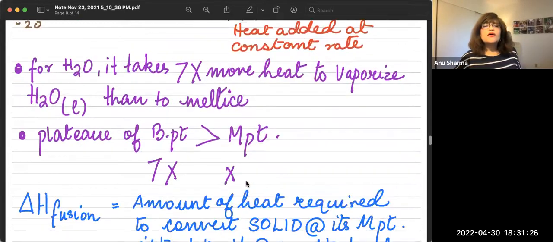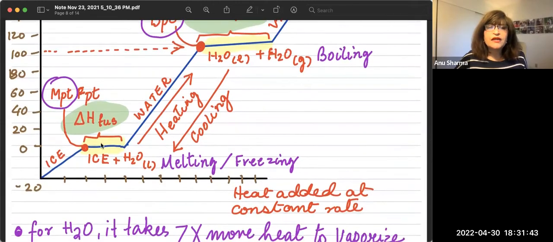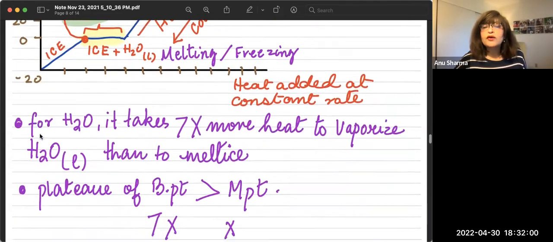Now, the heat of fusion, how do you define it? It is the amount of heat required to convert the solid at its melting point into a liquid at constant temperature. So the temperature doesn't change. If you look at it here, when a solid is melting, the temperature is not changing. Similarly, when a substance is boiling, the temperature does not change. Although it reaches that temperature, 100, it remains at 100, the thermometer reading doesn't move till all of the water has boiled off.